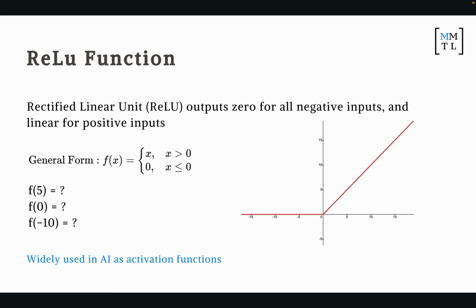So for example, what is f of 5? Yeah, 5, because 5 is positive, so it retains that. What is f of 0? Yeah, good. And what about f of negative 10? 0. Yeah, so this is called an activation function, where it's like a gate, right? It only lets in positive values and wipes out the negative values.